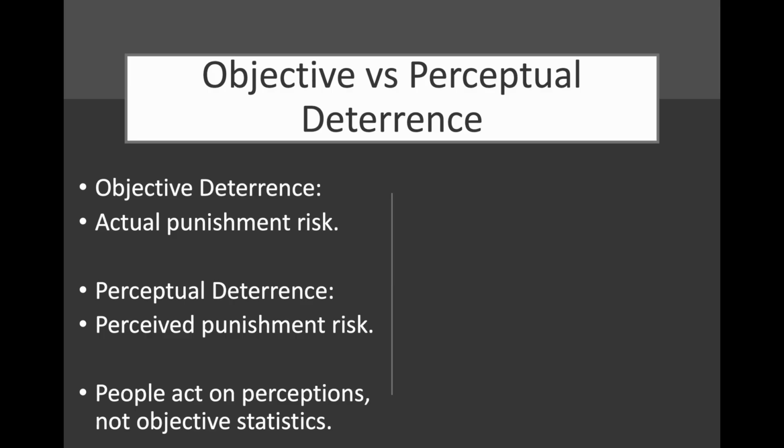For example, you can have two different people living in the same city who may perceive policing completely differently. One individual may perceive police presence as extremely high and therefore avoid offending, and the other individual may believe that they can easily avoid detection and therefore perceive little risk. Objectively, they have the same legal environment. Subjectively, they don't.